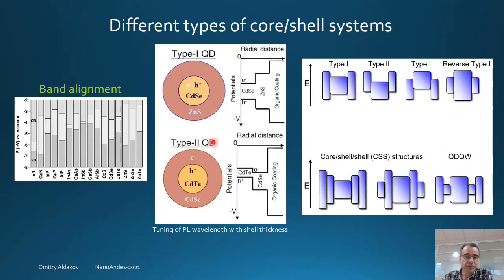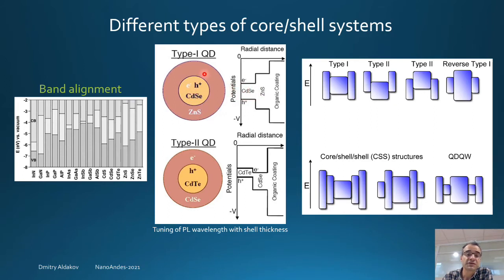Another parameter to keep in mind is band alignment. In physics, there are 2 major types of band alignments: type 1 and type 2. Type 1 is when the shell material has a higher LUMO, conduction band, and lower HOMO, valence band, and it means that you have confinement of the exciton in the core of these nanocrystals.